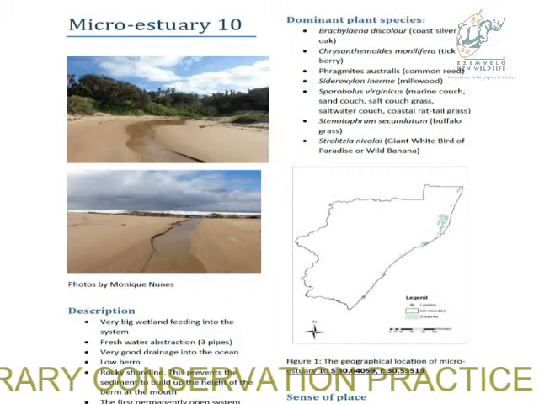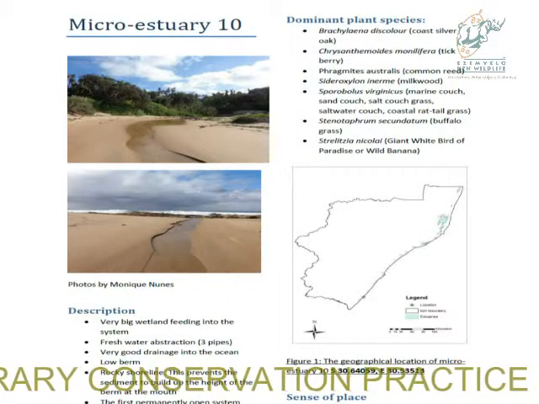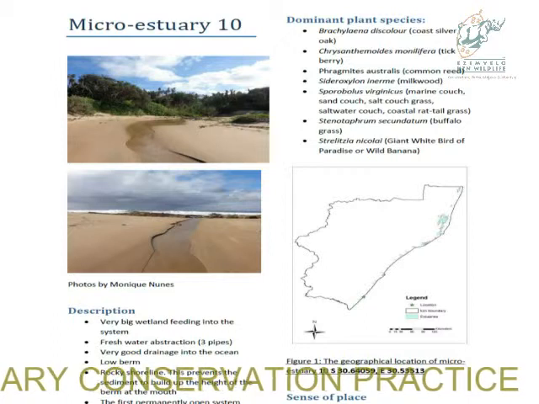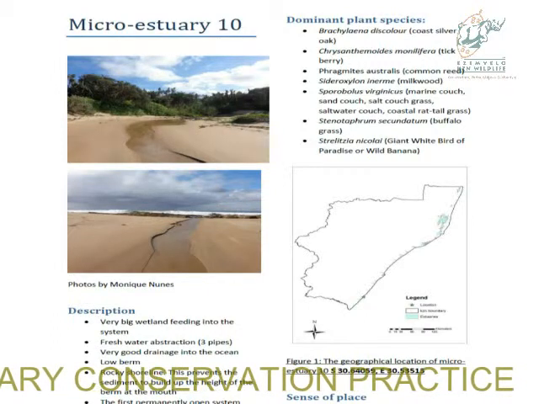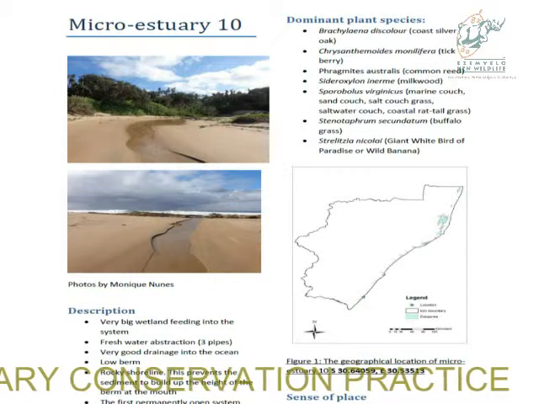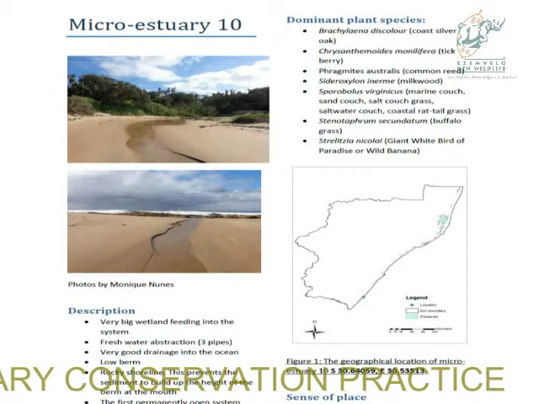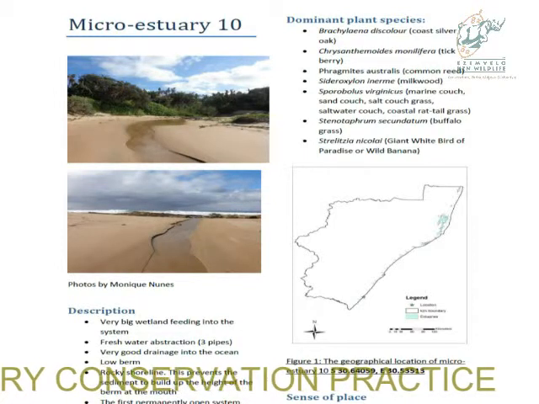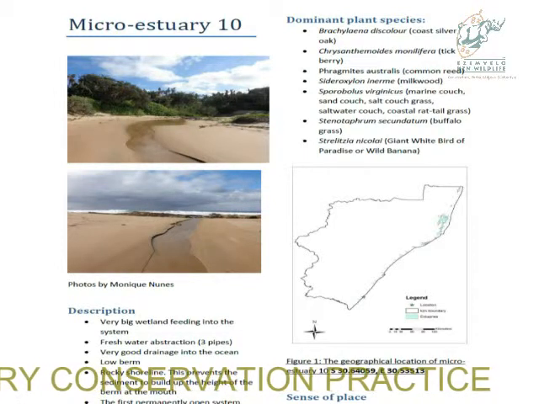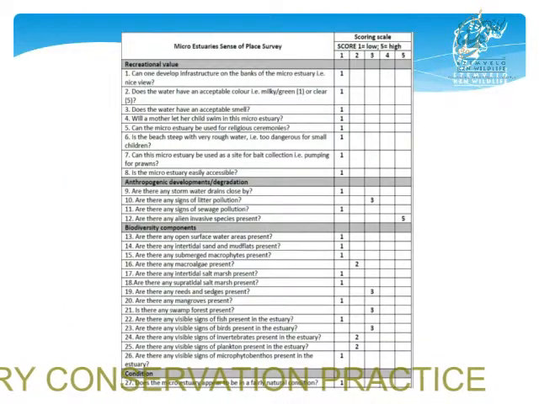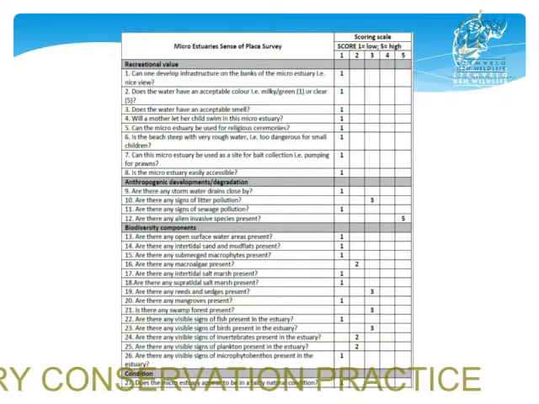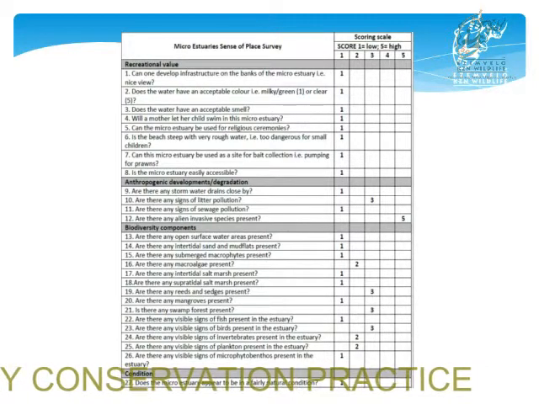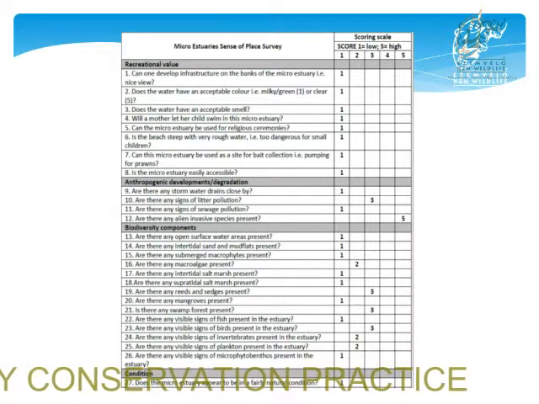So this is an example of an info sheet for each and every classified microestuary. This was generated from a field report, so it contained pictures and descriptions of sites, dominant plant species, and location maps, as well as access points.